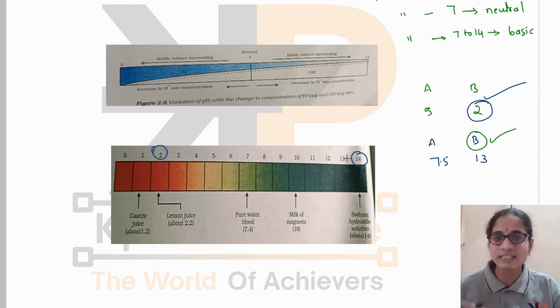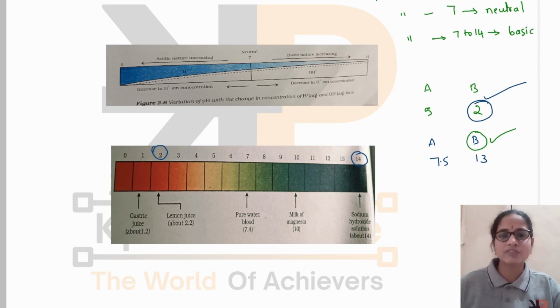This is why universal indicator is very important. If you use a single indicator like phenolphthalein, it will work over a very small range. Okay, it will not cover this broad range. This pH scale will cover almost all the substances.